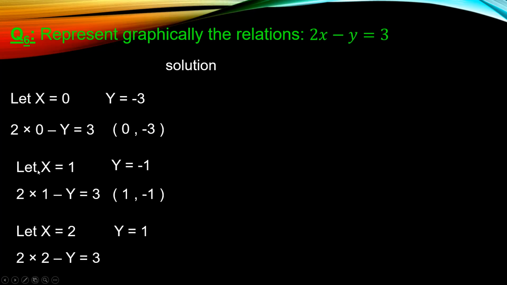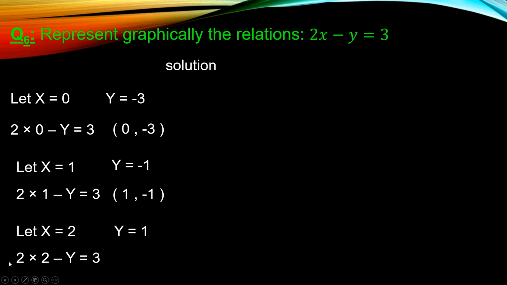To get the second ordered pair, we will let the value of x equal 1 and substitute in the relation. So it will be 2 times 1 minus y equals 3. 2 times 1 equals 2, minus y equals 3. So y here equals negative 1. So the ordered pair I have is 1 and negative 1.